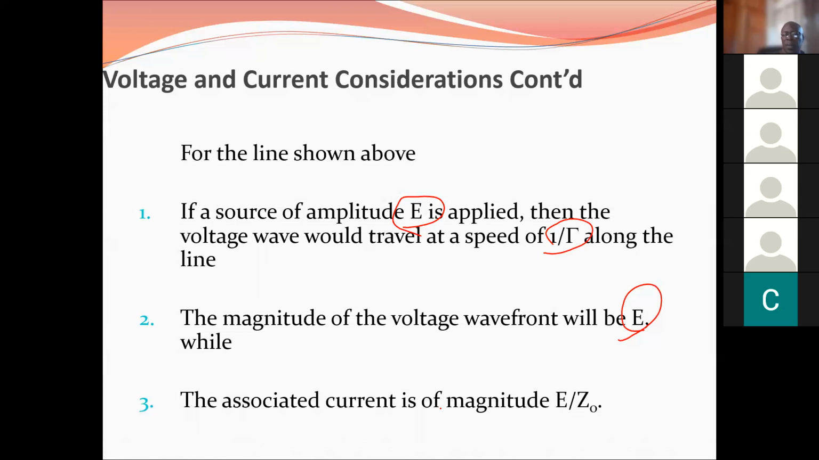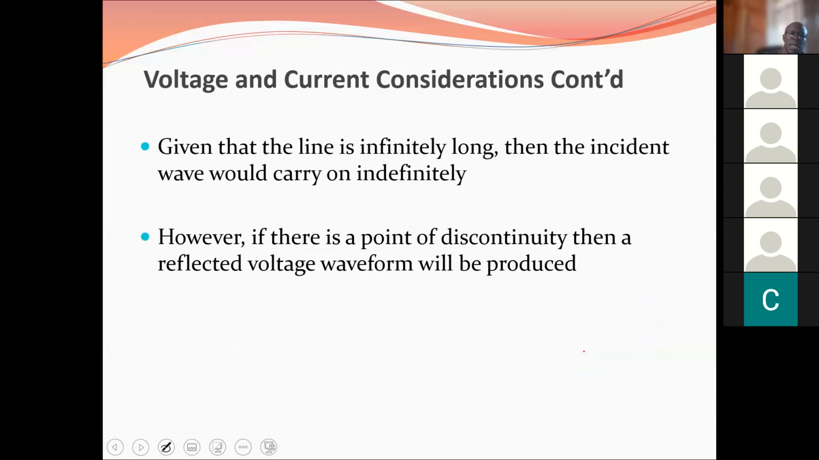The corresponding current would be E over Z0. And we, of course, know Z0 is your surge impedance. What are the other points that we can make about what is here? We also note that because the line is infinitely long, then that incident wave would carry on indefinitely.